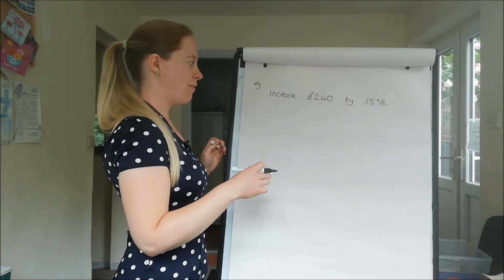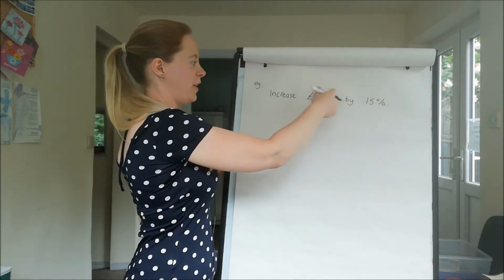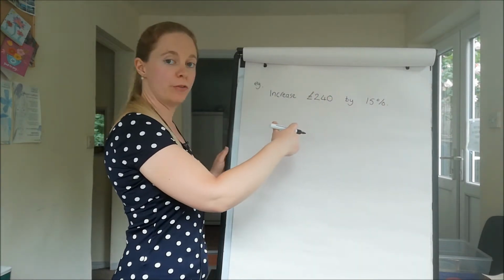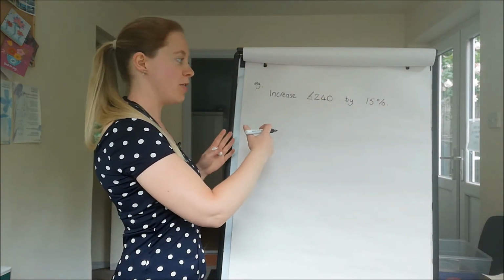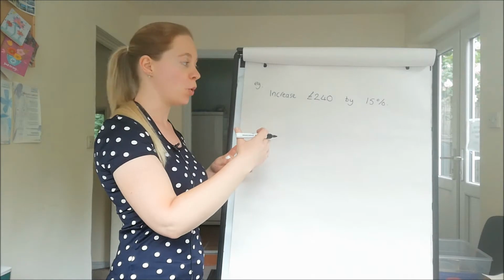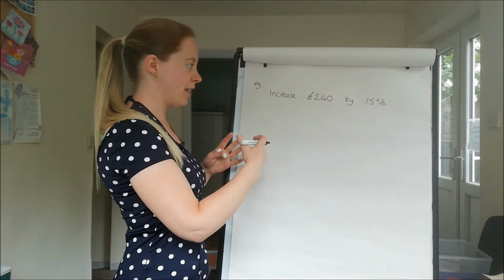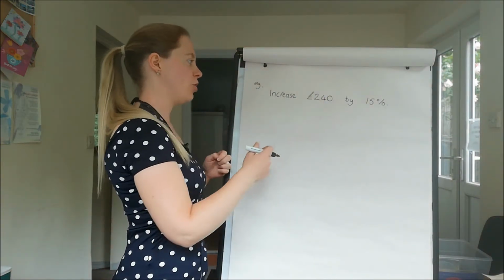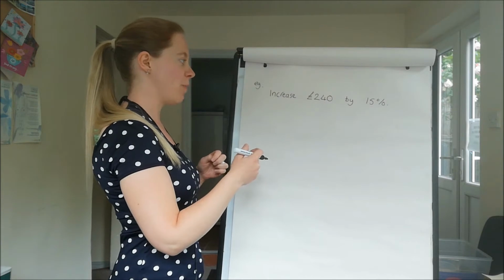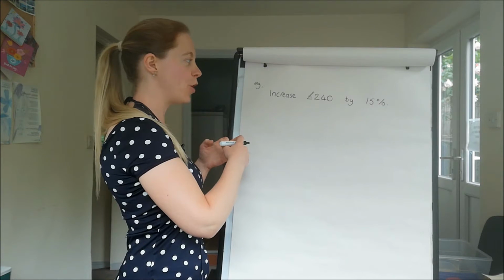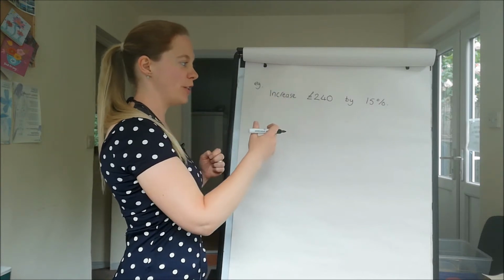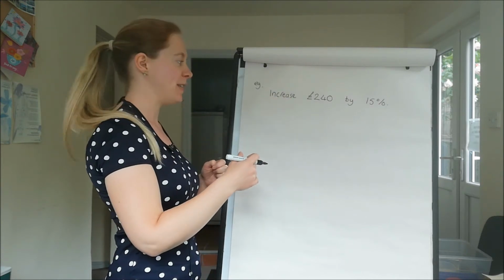Now, all we have to do here is find 15% of £240, which will be exactly like what we did in type 1. That's just finding a percent of a quantity. And then in this case, we need to add it on to £240 because we're being asked not what is 15% off £240, but to increase £240 by that 15%.